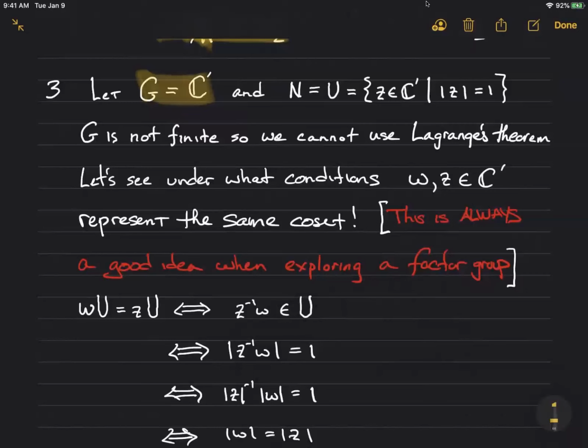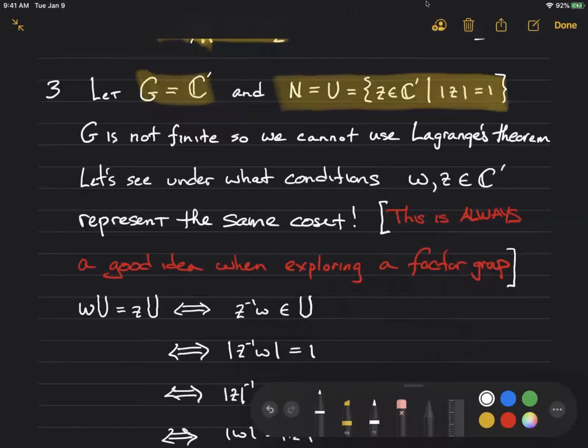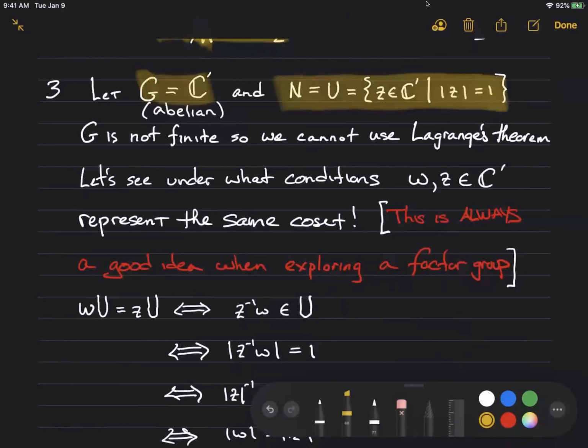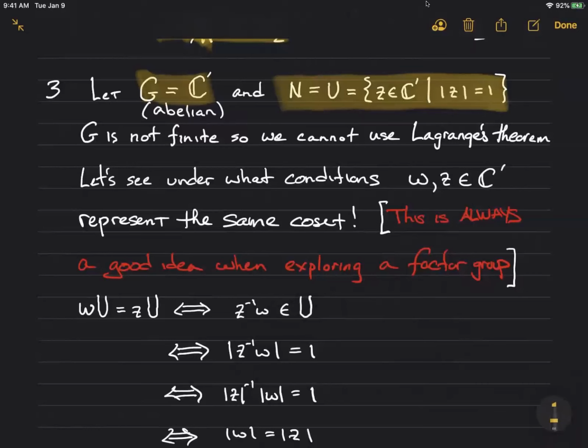Remember that prime means that. And the subgroup I'm going to take is the unit circle group. And that's a normal subgroup because the complex numbers, I didn't write it on the slide, but I'll write it now, complex numbers are abelian. Every subgroup of an abelian group is normal, so I can talk about the factor group. This isn't a finite group, so Lagrange's theorem doesn't tell me how many cosets there are.